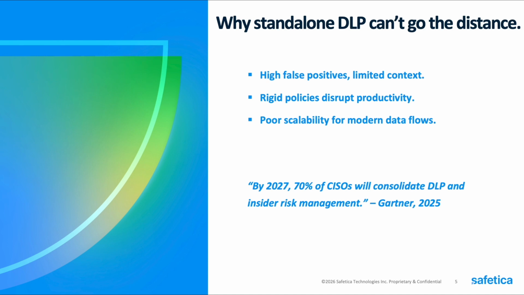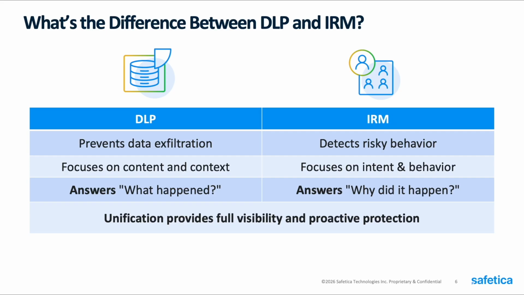And we can see we have this quote on the bottom of this slide as well, saying that by 2027, 70% of CISOs will be consolidating DLP and insider risk management. Now, I know you've probably heard me mention insider risk management or insider risk monitoring a few times so far within this webinar. And the reason I am talking about that is you do need to have both of these things in organizations nowadays.